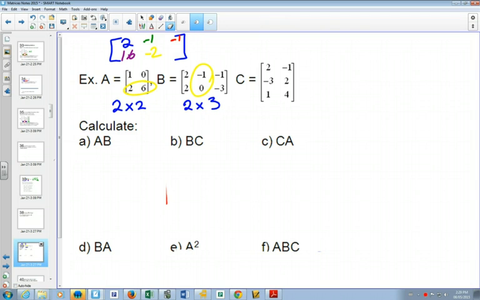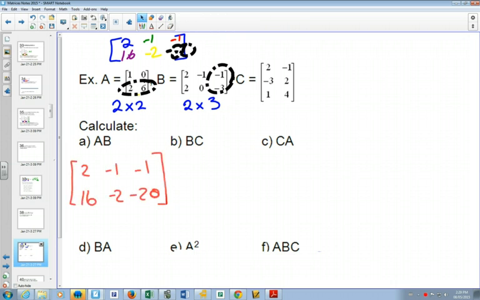And finally, just to confuse things a little bit, we're going to use a dotted line, thick dotted line. 2 times negative 1 will be negative 2, and negative 18 will give us negative 20. Perfect. And we'll check it, and there it is.